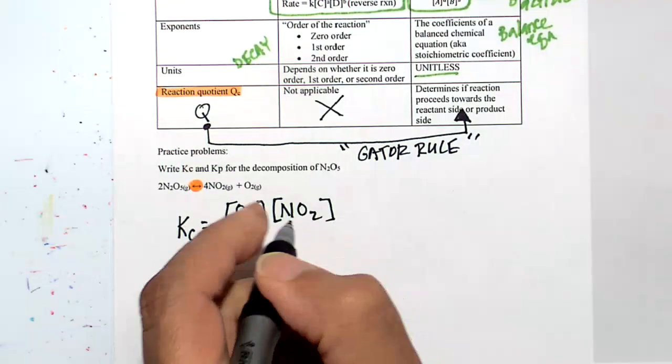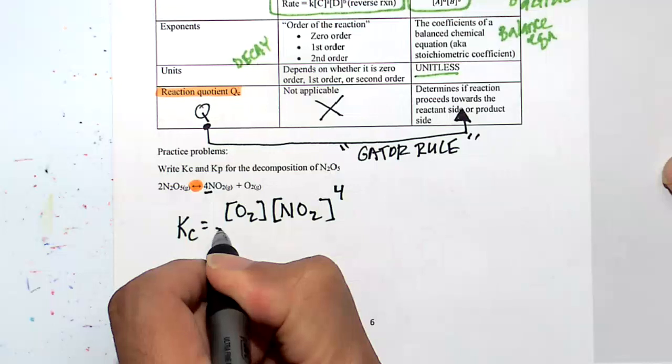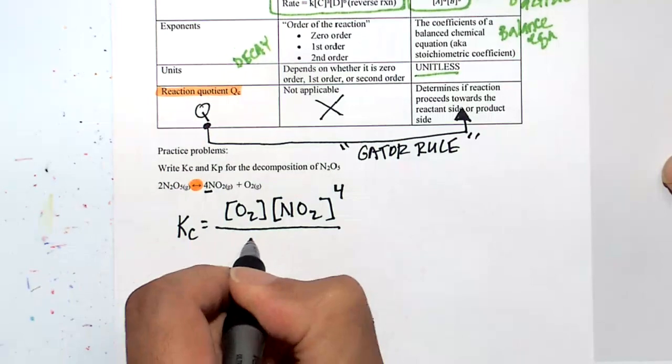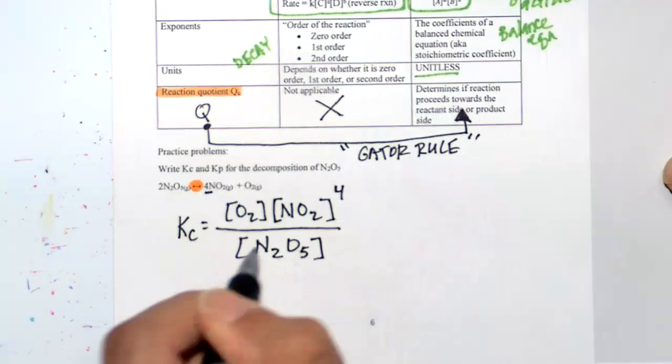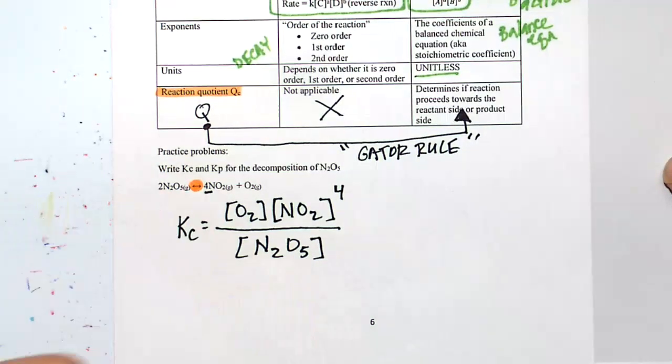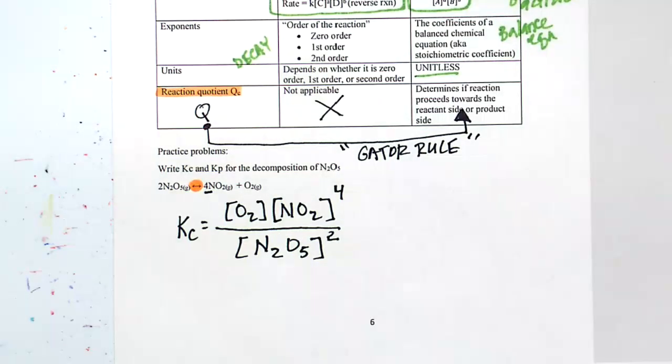What do we need to raise that to? 4. Very good. Raised to the 4th power. All of that divided by the concentration of N2O5. And we raise that to what power? 2. Okay, so that is the law of mass action in effect.